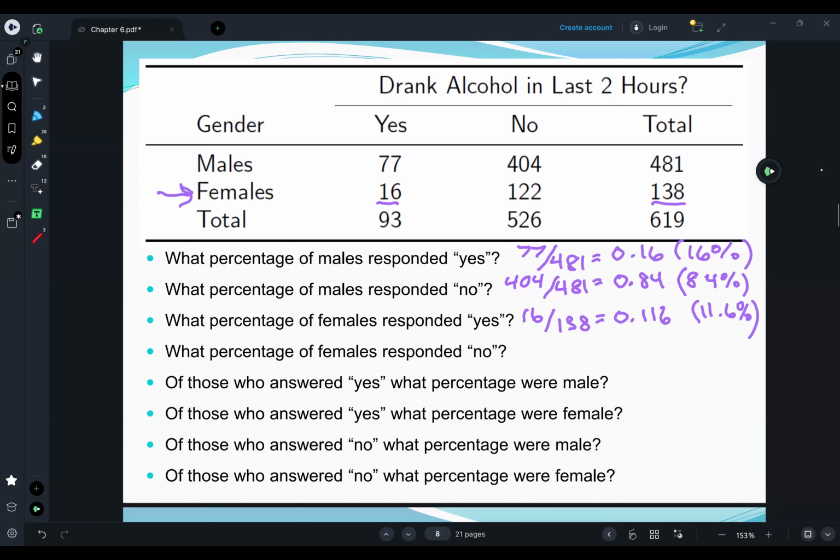We do lots of calculations in this course. It's always good to have the calculator ready. And so the next question, what percentage of females responded no? So we are still in the row of females, but this time no would be 122. And the total number of females in the survey was 138, which gives 0.884 or 88.4%.